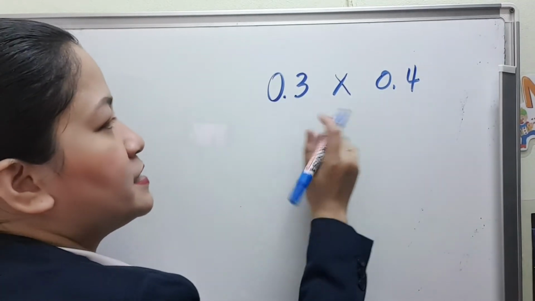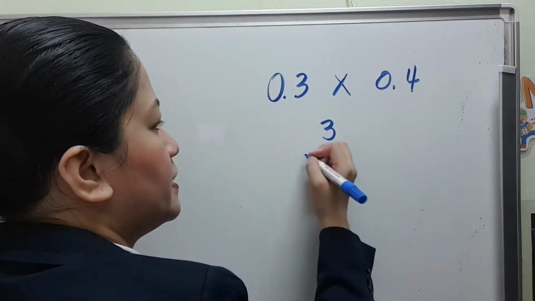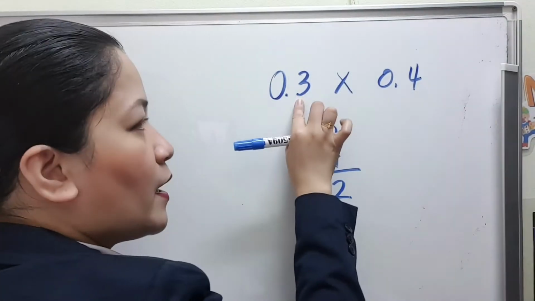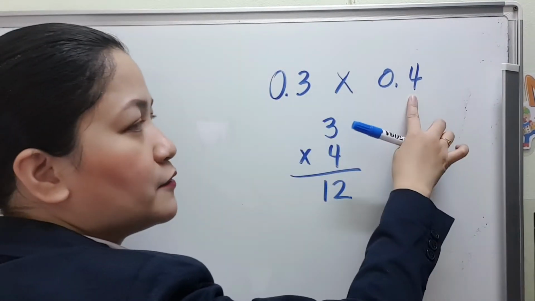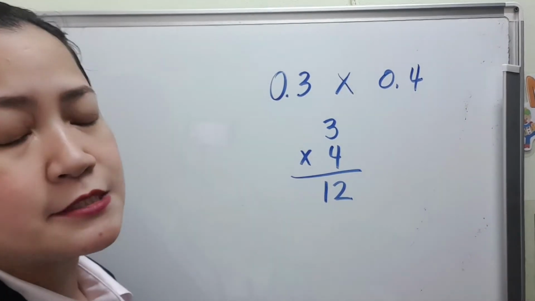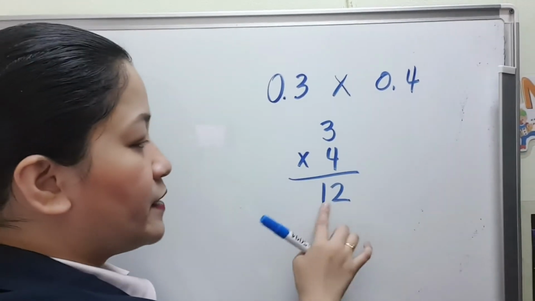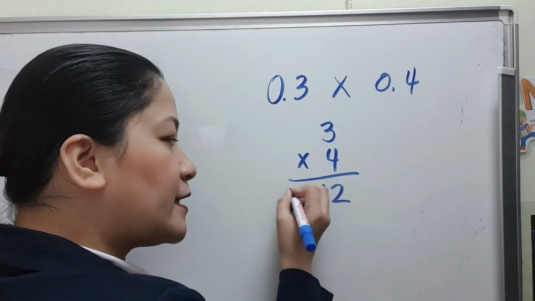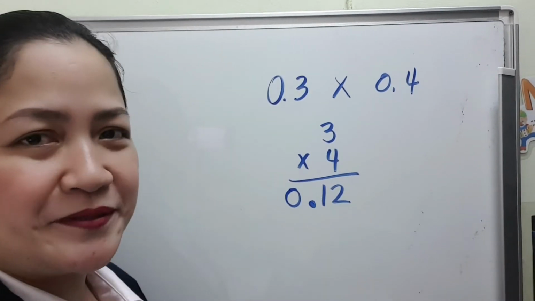Now we have here 0.3 times 0.4. So multiply just like whole numbers. 3 times 4. That gives us 12. Since we have 1 decimal place here, another 1 decimal place here, that gives us 2 decimal places. So we have 2 digits. Then just put the decimal point there and then put 0 in the whole number.